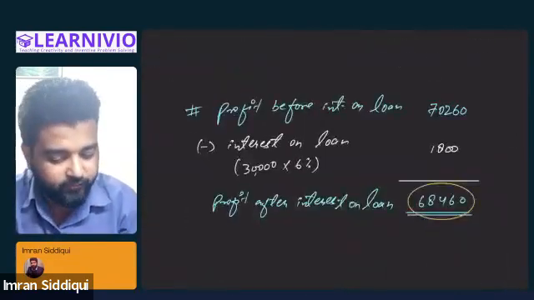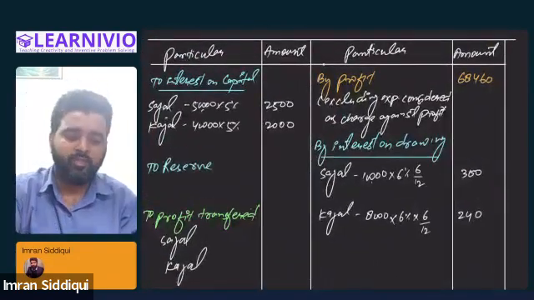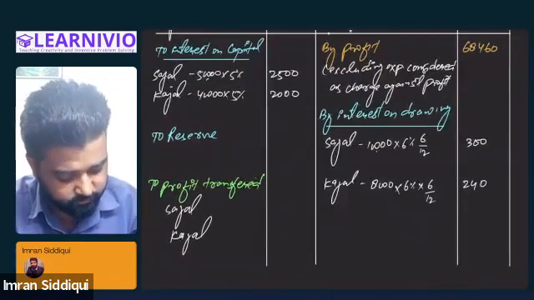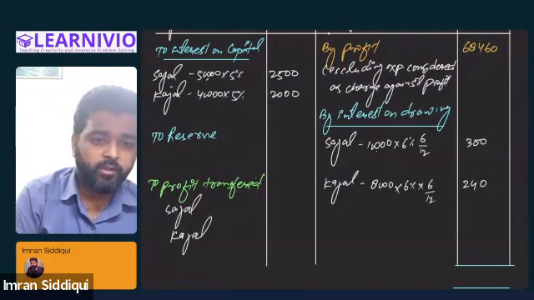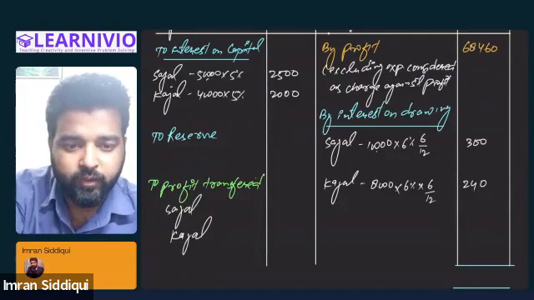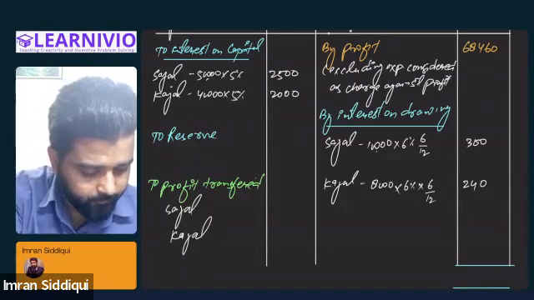So let's do it. First of all, to determine the divisible profit, what do we usually do? We usually total the credit side first. We'll total the credit side in this case as well. Let me check directly. Totaling the credit side, we'll be getting 69,000.